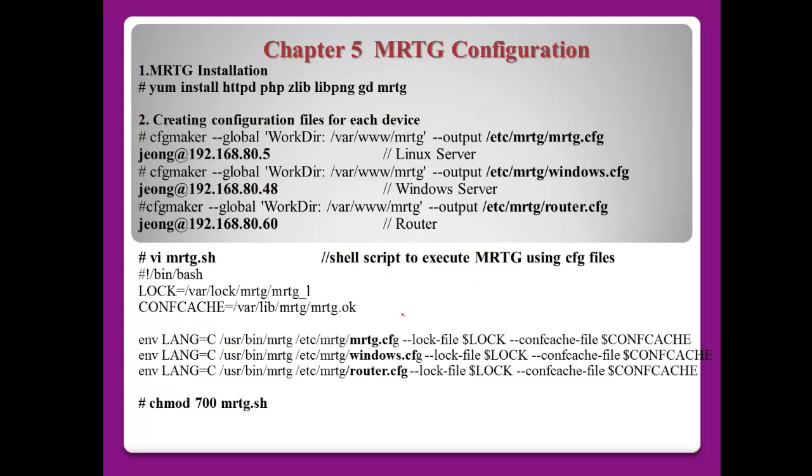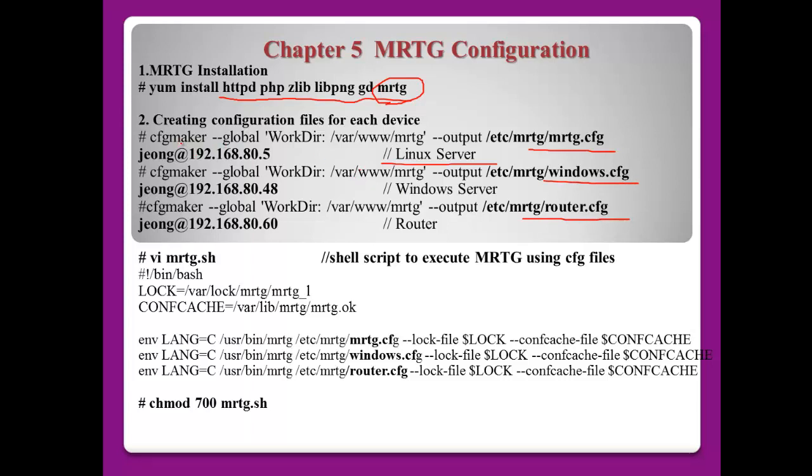Okay, now let's go to the MRTG configuration, chapter 5. Number one, first we need to install the packages like this: HTTP for the web server, PHP, library, PNG, GD, and after that, MRTG. And after that, we need to create the configuration file for each device. In my case, I prepare for three devices. First one, MRTG here, this one for the Linux server. And the second, the Windows server. Third, the router, like this.